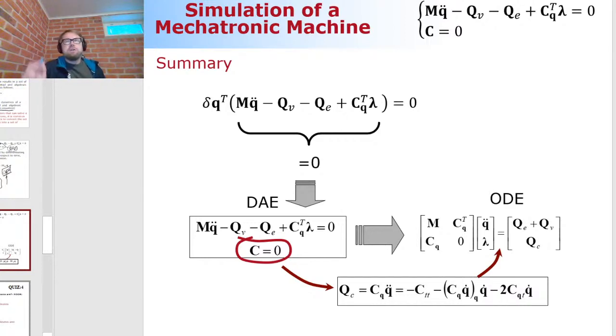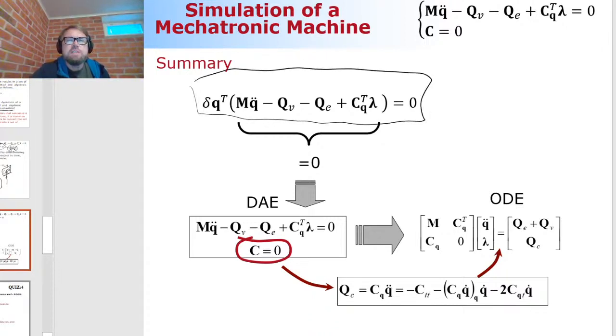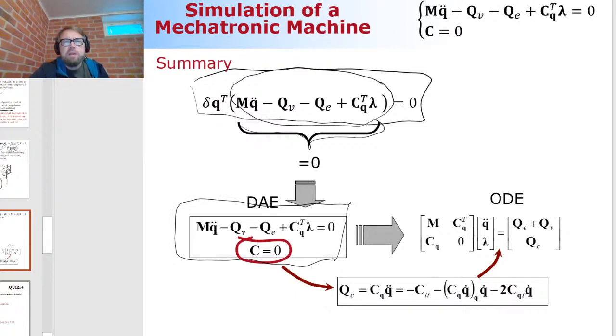Then this is the whole story as a summary. We started from this constant virtual work, and we forced this equation to be zero by adding constraints to our original equation. So now we can set this to be equal to 0. We end up with this form of differential algebraic equations. We converted these differential algebraic equations to ordinary differential equations, and that's how it reads.